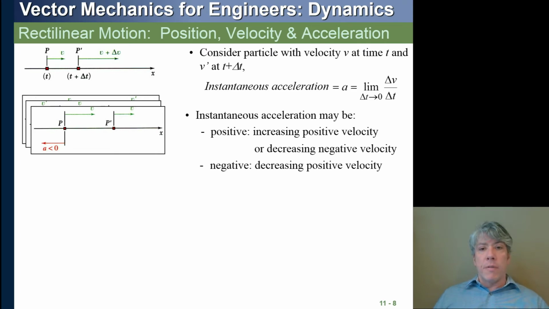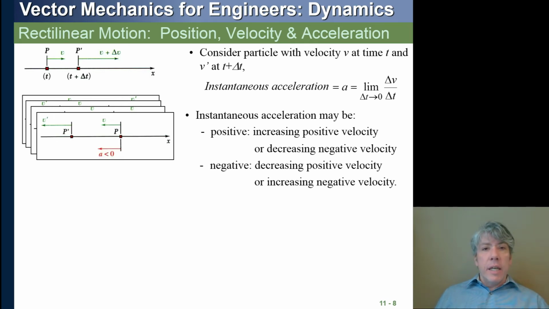Further, it's possible for the velocity to be positive, but the acceleration to be negative. So the particle could be moving in the positive coordinate direction, but a little bit later it's not moving as fast as it was. It has decelerated. It has accelerated in the negative direction. That is also possible. Finally, it is possible that the velocity is in the negative direction and the acceleration is in the negative direction. What that means is that the velocity is going in the negative coordinate direction faster and faster. That's what that would mean.